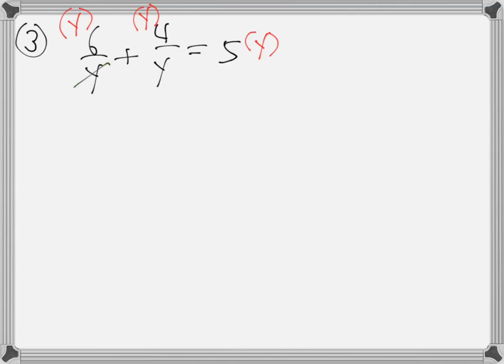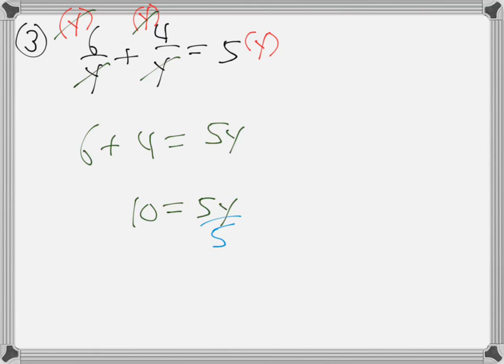So we're going to cancel. That's the purpose, right, is to cancel. So 6 plus 4 is 5y. So that's 10 is 5y. Last step to get y alone: just divide by that 5. And so y equals 2. We good there? How many got that? Y equals 2? It's making sense. Good. Questions I can answer on that one? Starting to make sense? Just common denominator, top.